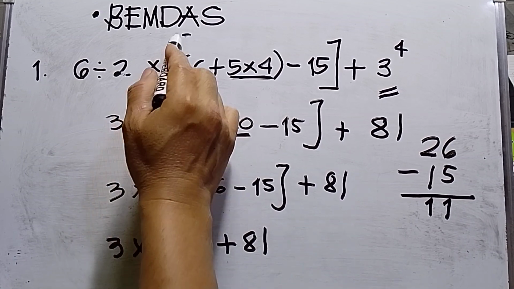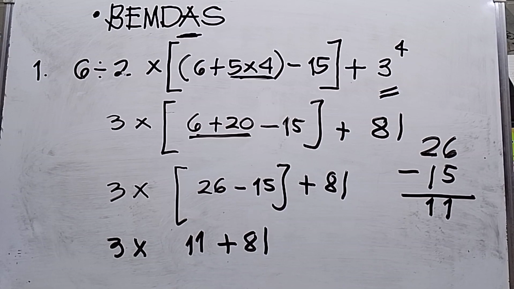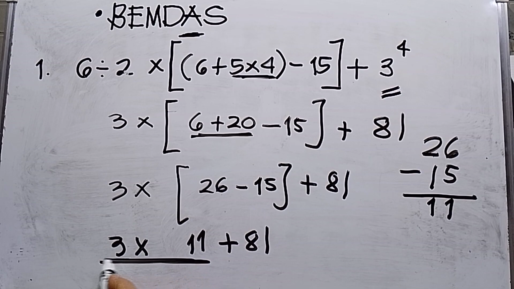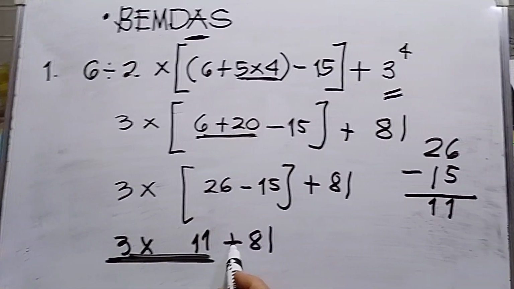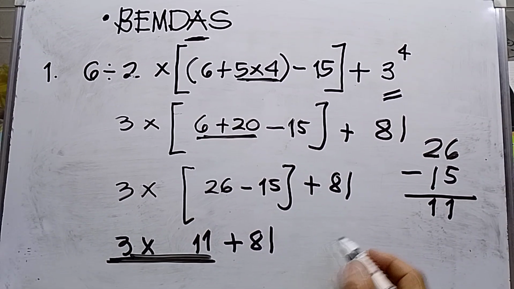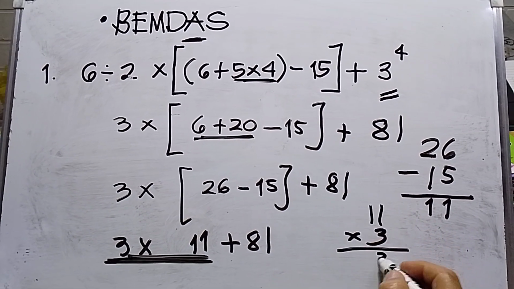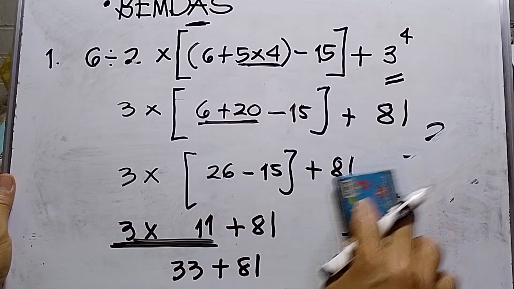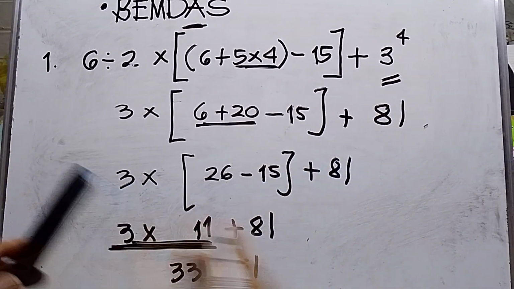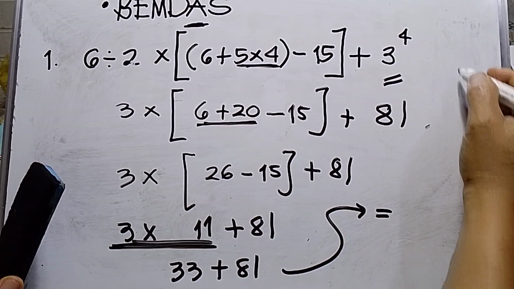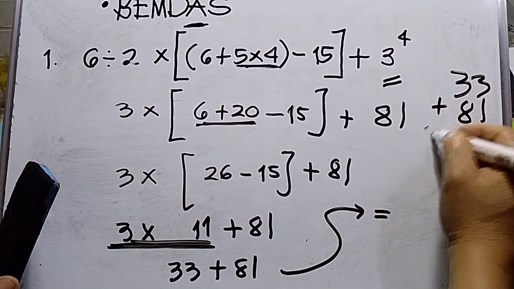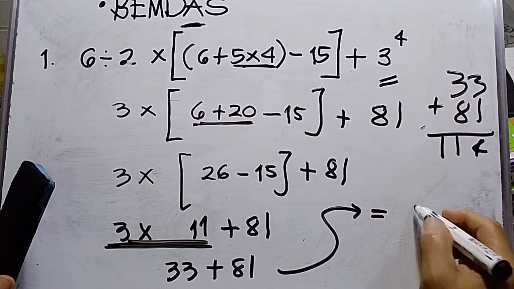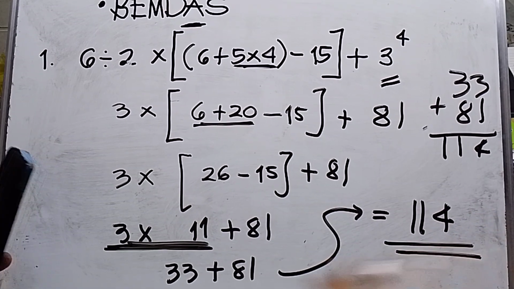Take note, the second to the last operation is addition. But there is multiplication in here, so we need to multiply first before addition. So 11 times 3, that will be 33. So this is 33 plus 81. What is 33 plus 81? So 3 plus 1 is 4. 3 plus 8 is 11. So my final answer for number 1 is 114.